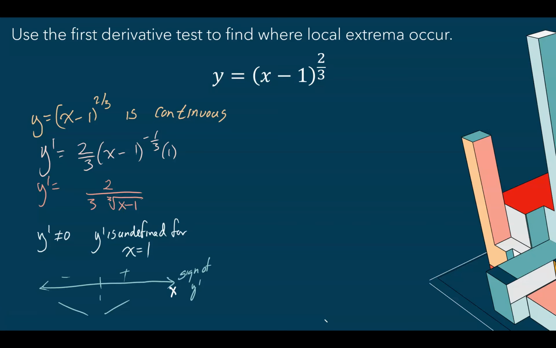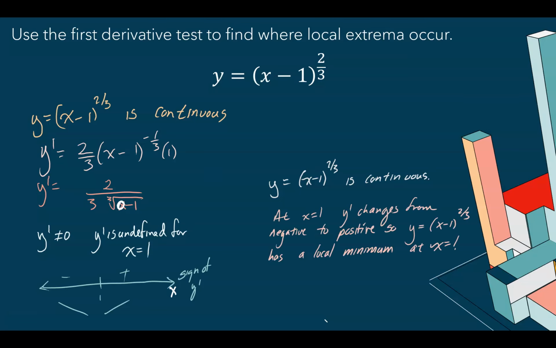Likewise, if we take an input less than 1, like 0 or negative 10, well, the cube root of 0 minus 1 is going to be negative. So y prime is negative overall, because you have that positive 2 divided by 3 divided by a negative. Okay. So what are we going to write? We're going to write, again, x minus 1 to the 2/3 power is continuous, and then we'll look for evidence. At x equals 1, y prime changes from negative to positive. Then our conclusion: x minus 1 to the 2/3 power has a local minimum at x equals 1.